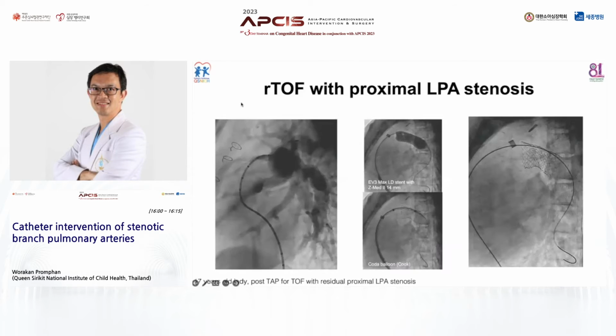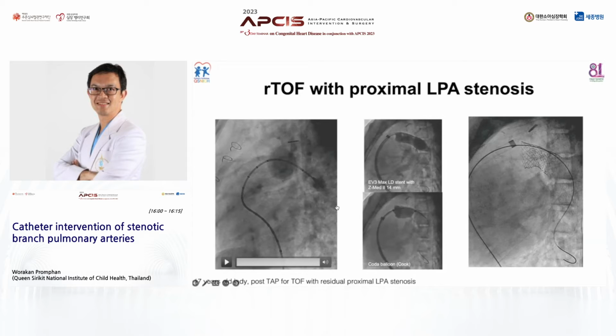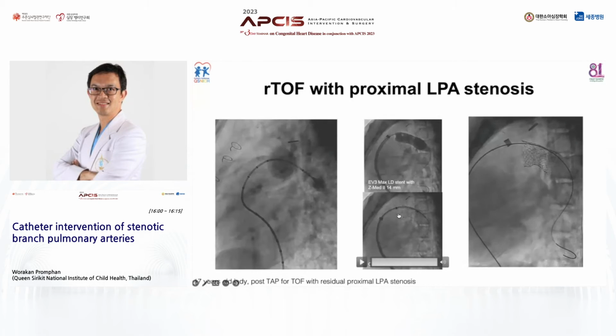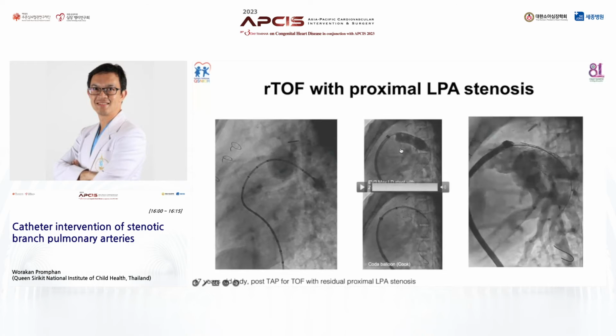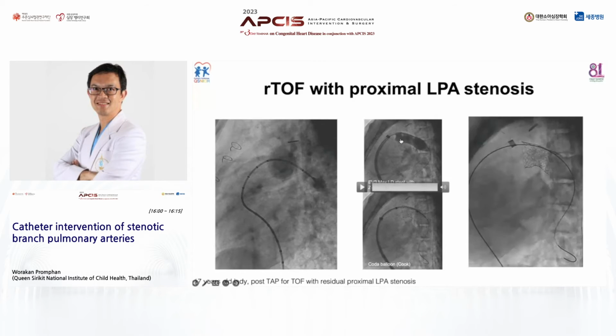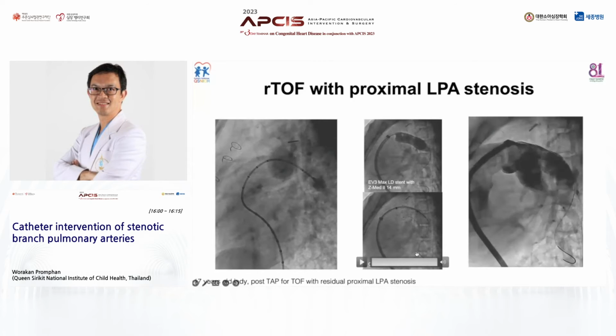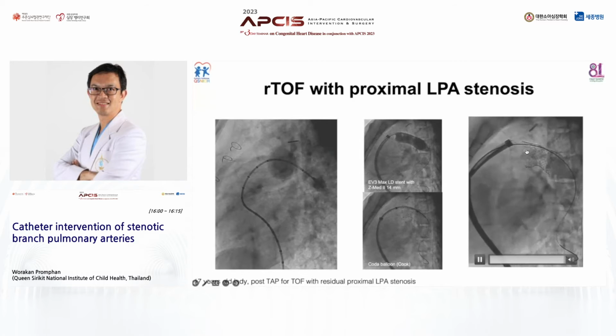So here is an example of a post-TOF repair with proximal LPA stenosis. As you can see, of course, initially you need to make sure that there is a significant reduction of the flow. And with this, we put the EV3 Max LD stent mounted on a Z-Med balloon of 14 millimeter. And also, to make the proximal part of the stent near the PA bifurcation bigger, we also used the Coda balloon to dilate the proximal part. And here's the final result.